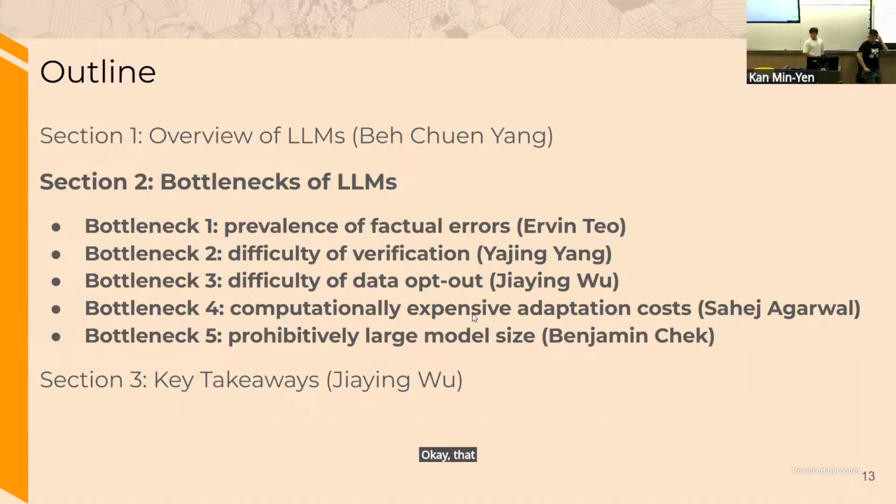Okay, let's thank Ervin for his. That was Chuen Yang, and I'm sorry, Yajing Yang, sorry. So I'll be talking about the first bottleneck, which is the prevalence of factual errors.